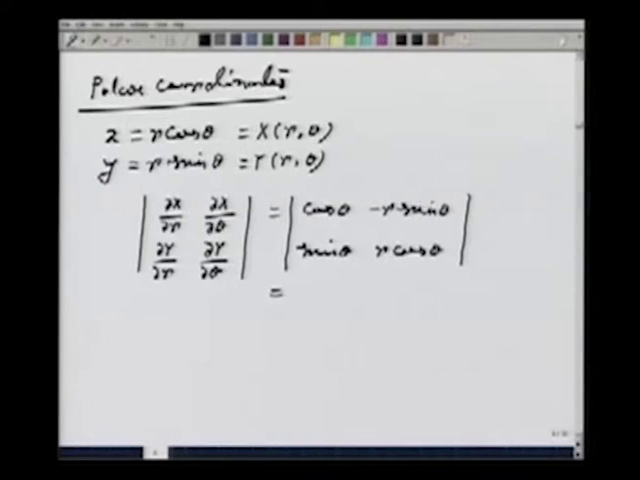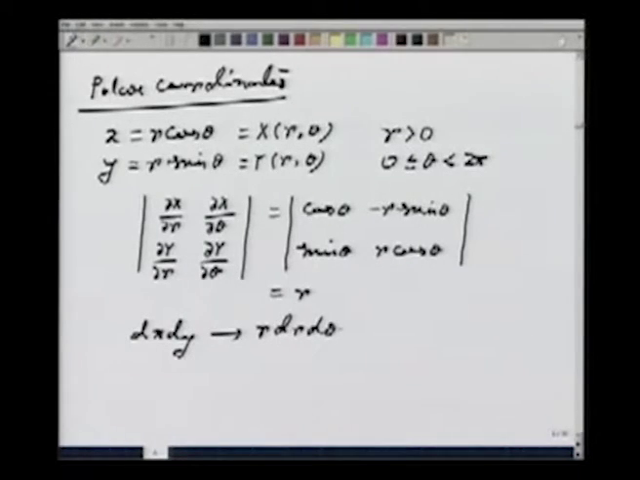So the determinant produces r times cos squared theta plus sine squared theta. So it is just r. I don't need to take modulus. Here I always take r bigger than 0 and 0 less than or equal to theta strictly less than 2 pi. So the Jacobian determinant under this change of variable: dx dy always changes to r dr d theta.